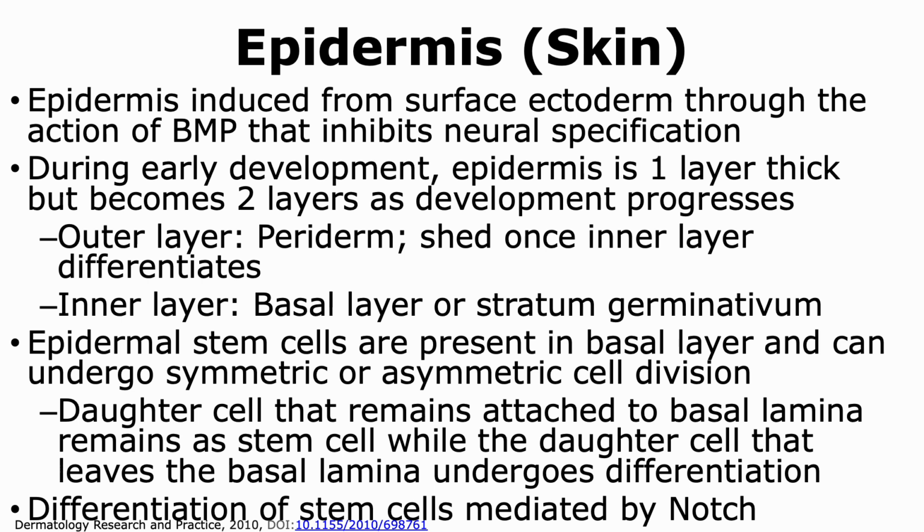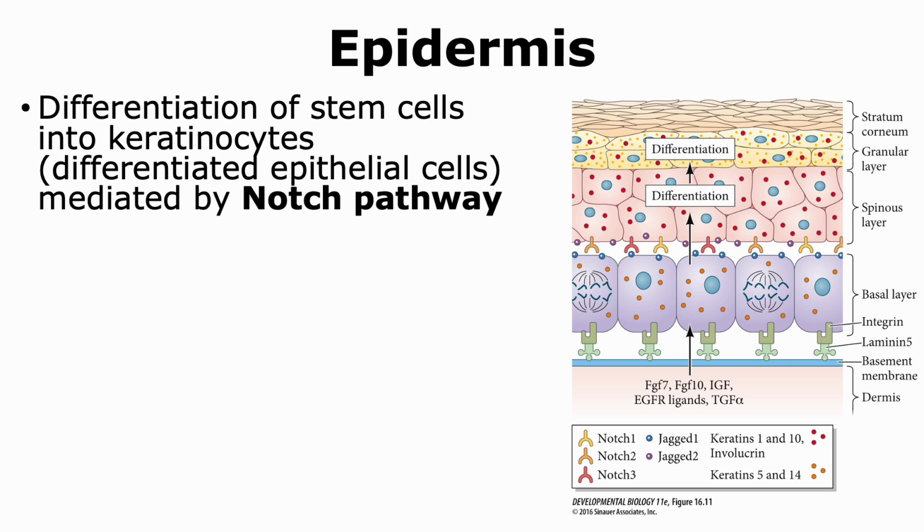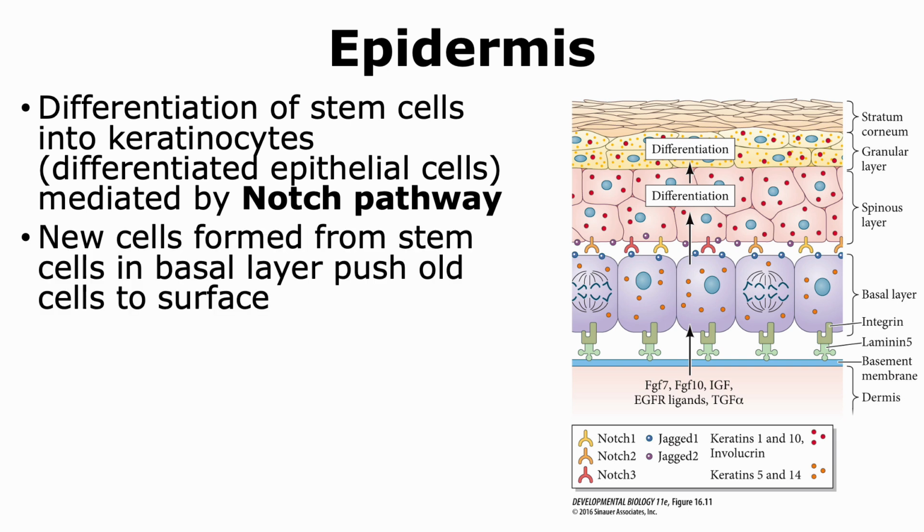So we have to remember the role of two paracrine factors, BMP and Notch, when it comes to the formation of the epidermis. As I mentioned, Notch plays an important role in the differentiation of stem cells into keratinocytes, which are the differentiated epithelial cells. The new cells are formed from the stem cells in the basal layer, and as they undergo differentiation, they push the old cells to the surface.